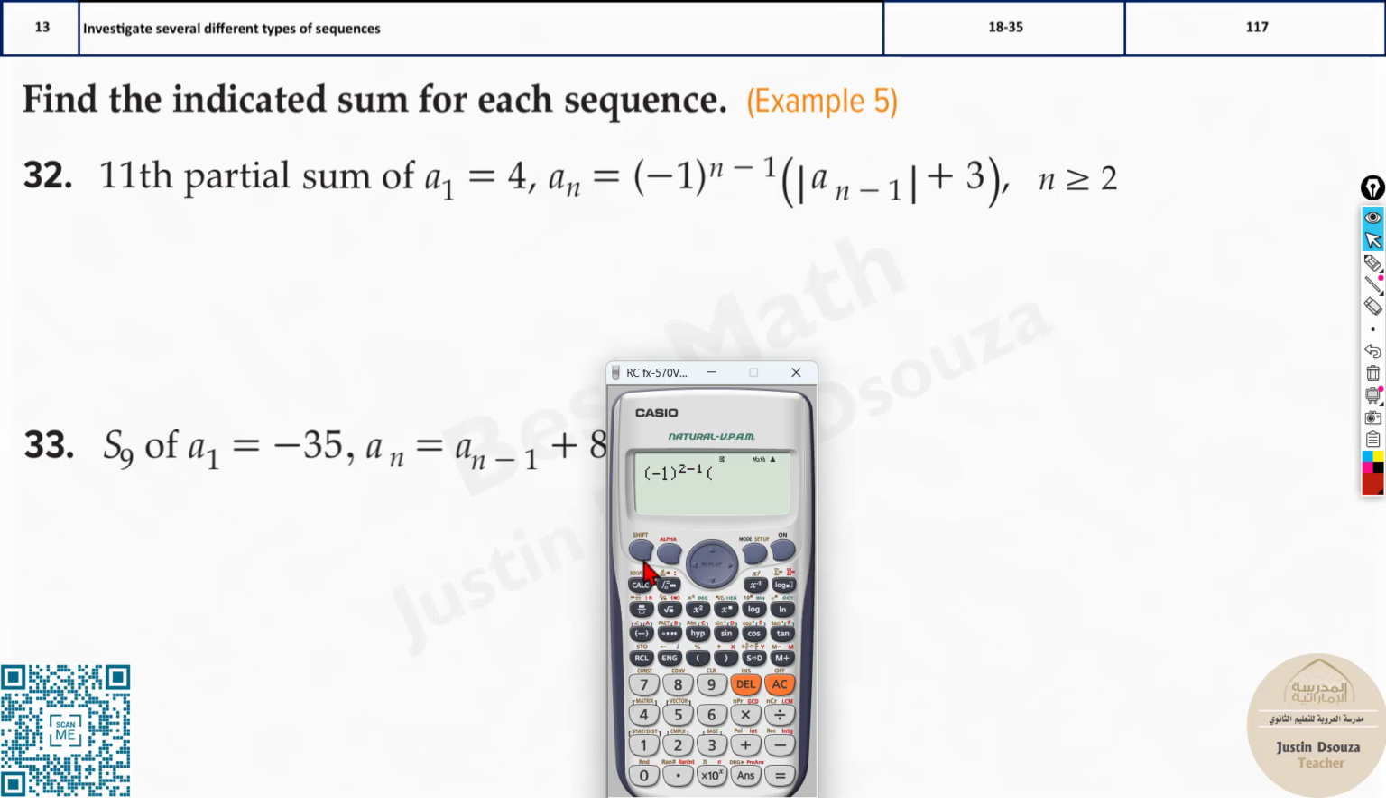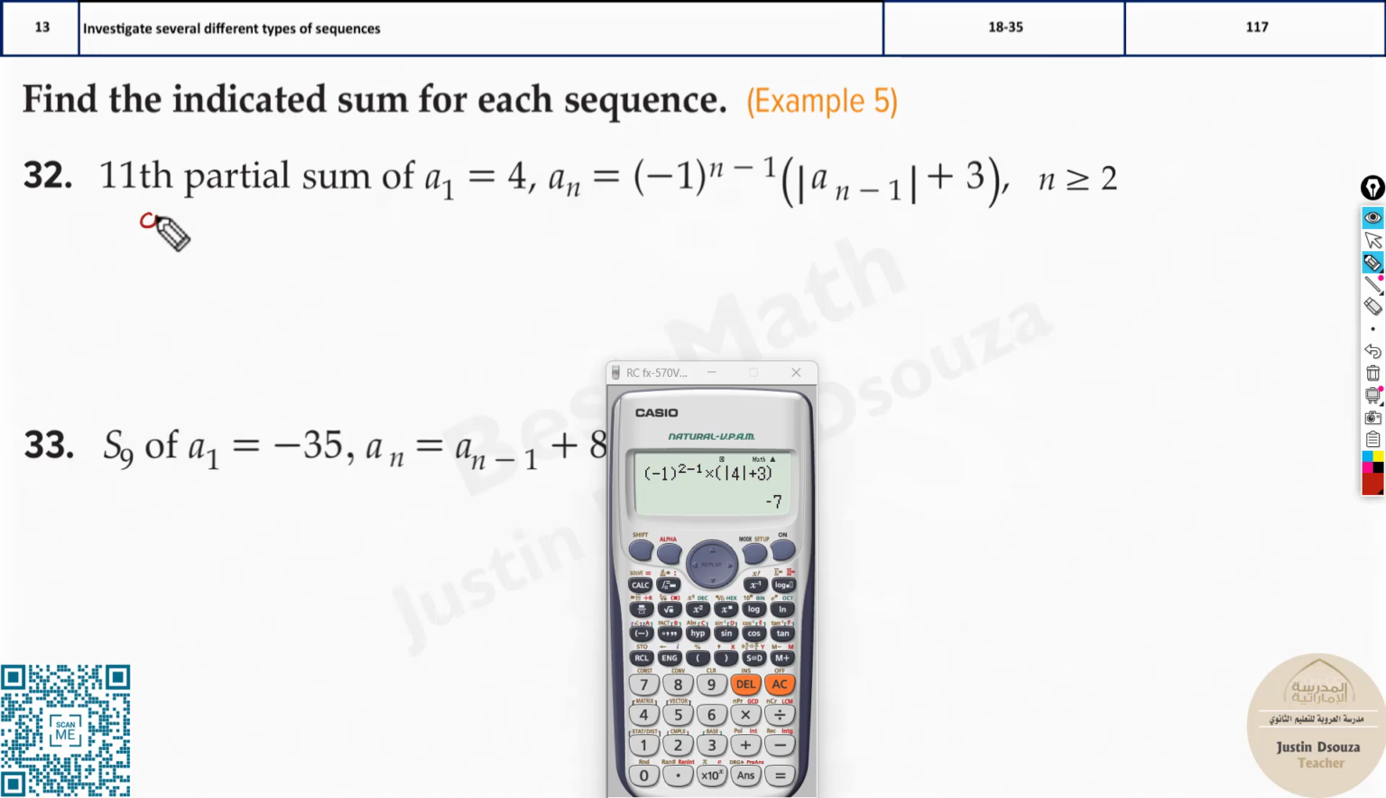bracket, and then absolute value can be written by shift and hyp, that is absolute value. What is the previous value? It's 4, and then this is added to 3, close the bracket. Now here you can put a multiplication sign, which makes it easier. Even if you don't put it, it's fine. So the answer is minus 7.